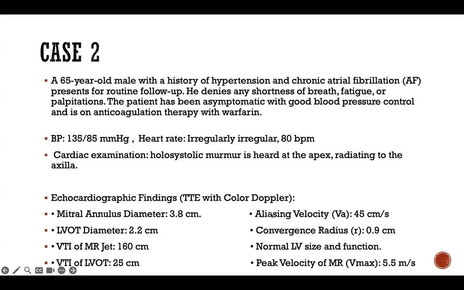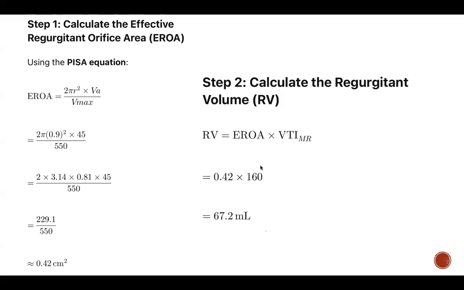A1 we take as the radius here, 0.9, and then we multiply by 3.14 as per the equation, times V1, 45, and then V2. You have to pay attention: this is centimeter and this is meter, so you change it to centimeter and then put it in the equation. It will give you V2, which is the effective orifice area, using the PISA equation or PISA method, as we said.